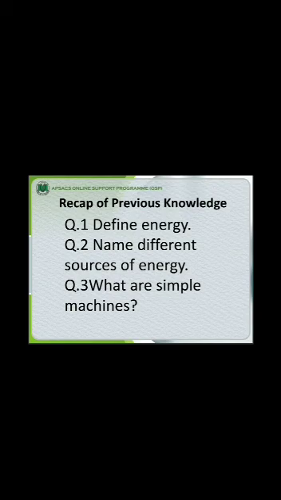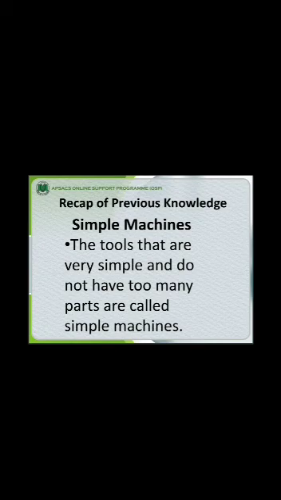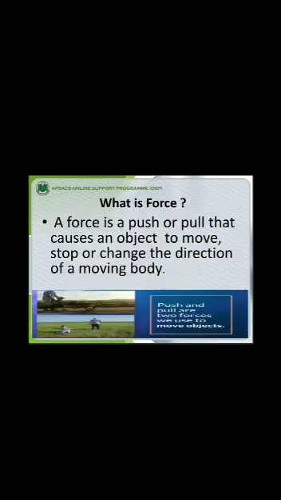Second question is, name different sources of energy. Yes, very good. Sun, wind, water, coal, gas and oil are different sources of energy. And now tell me, what are simple machines? Yes, simple machines, the tools that are very simple and do not have too many parts, are called simple machines. Now we will start our lesson.